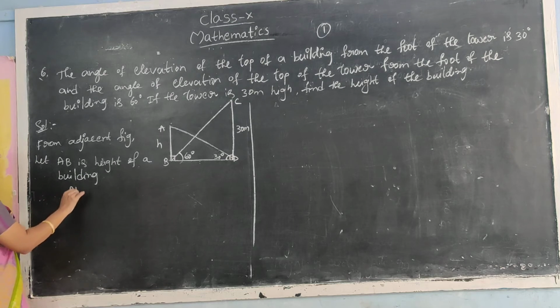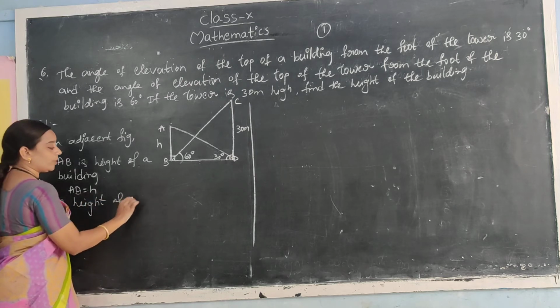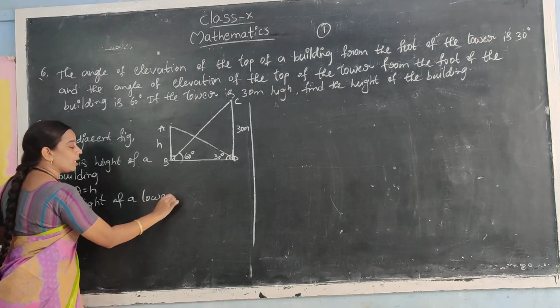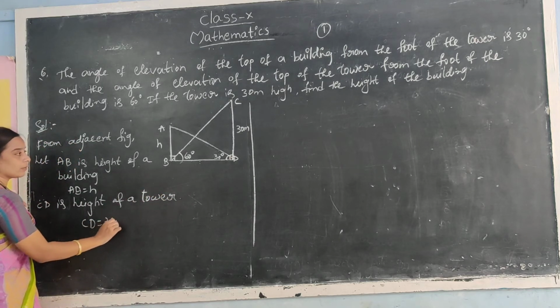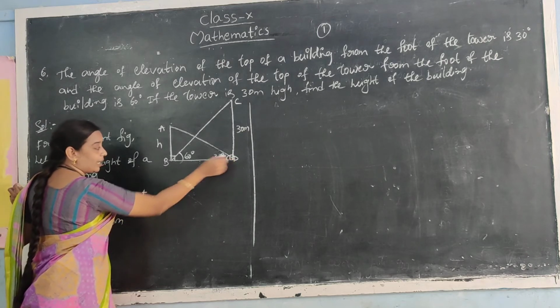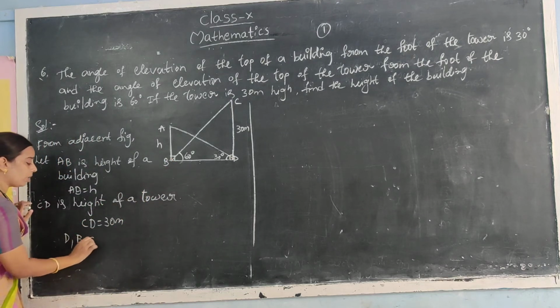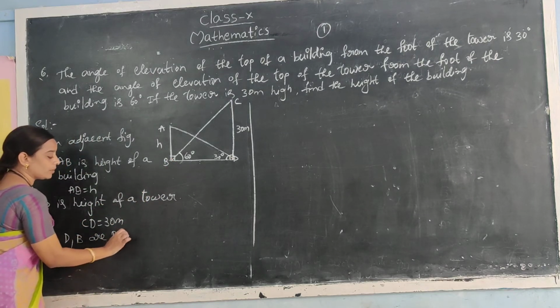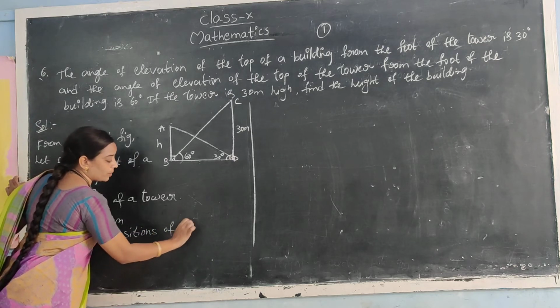So that is, let it be taken as AB is equal to H. Next, CD is the height of a tower, which is already given as 30 meters. Now the first observation point is D and the second observation point is B. D, B are the positions of the observer.